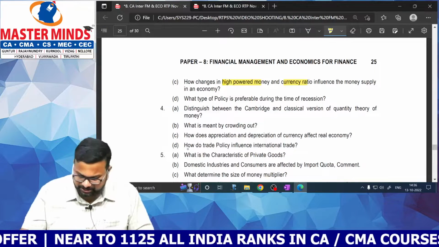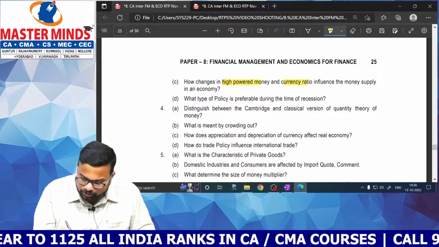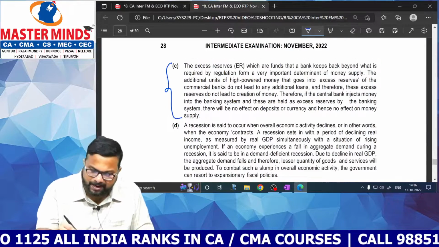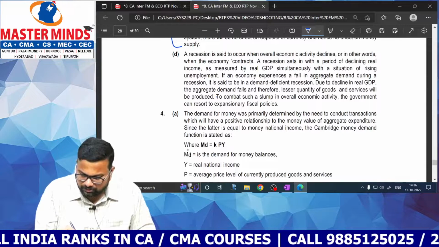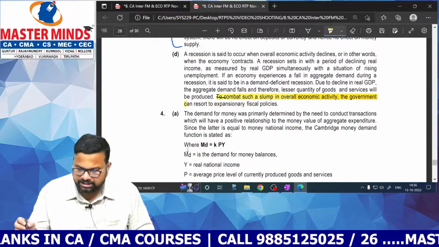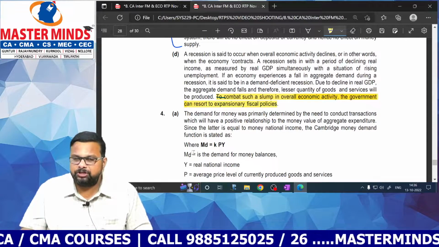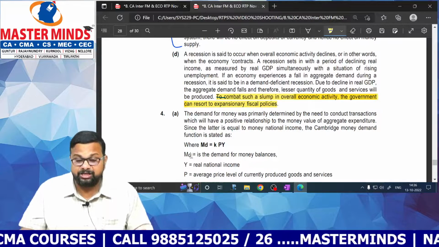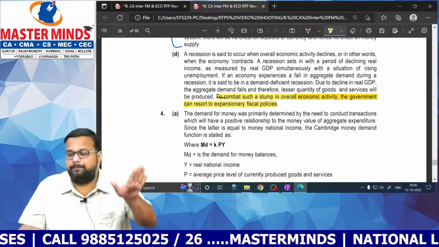Next, which type of policy is preferable during a time of recession? In a time of recession, the government needs to expand the economy. That's why it will take expansionary fiscal policy. The same thing is given here. Because during recession, there will be a lack of production. Why is there a lack of production? Because there is no demand. Why is there no demand? Because there is no income with the people. So what does the government have to do? It has to increase the income of the people.